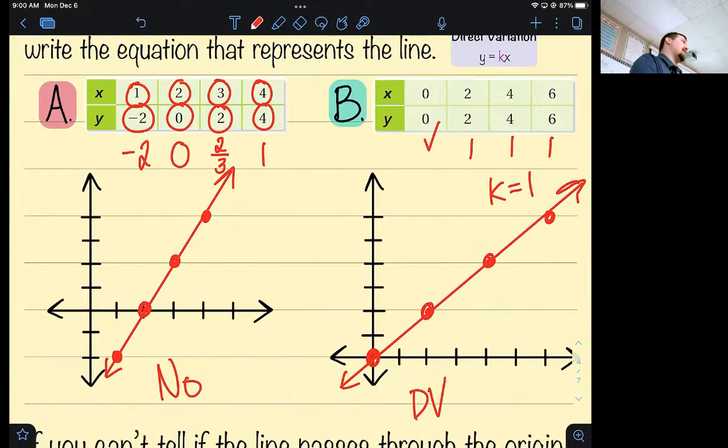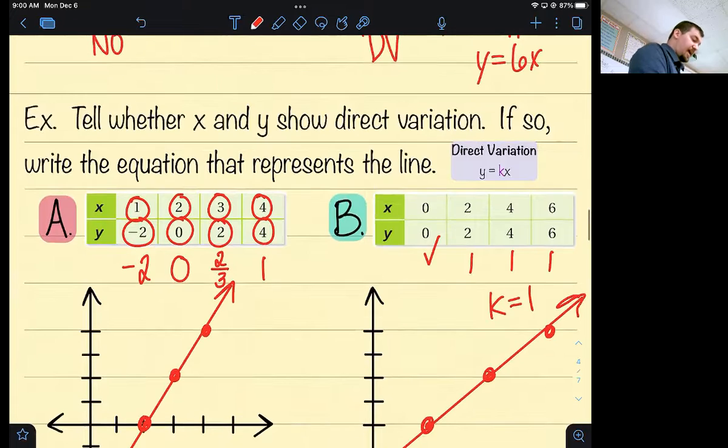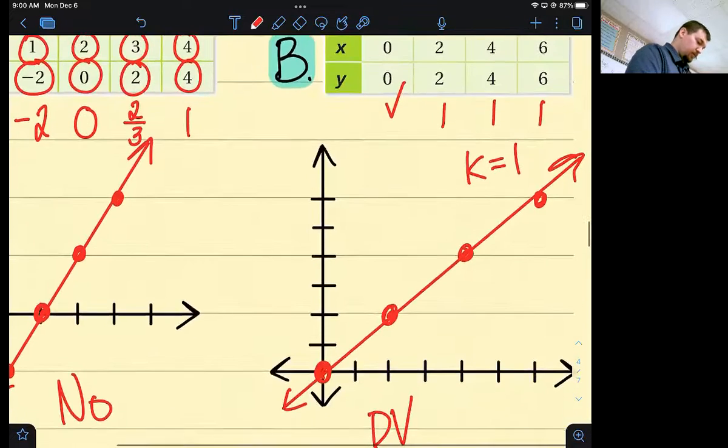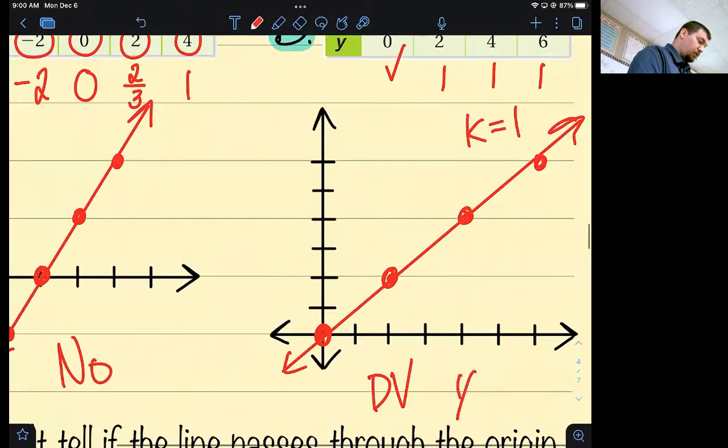Come on, someone other than Maddie and Ashlyn should know this. What's the direct variation equation then? Take the K and plug it in right there. Y equals 1x. That's right. So the equation will be Y equals 1x, or just Y equals x. You don't actually have to write the one. Y equals x would work as well.